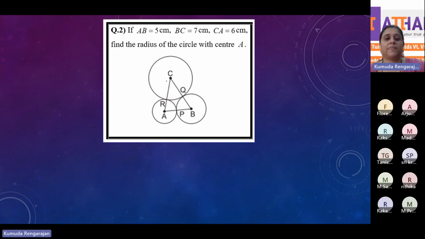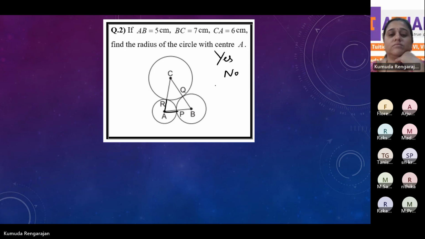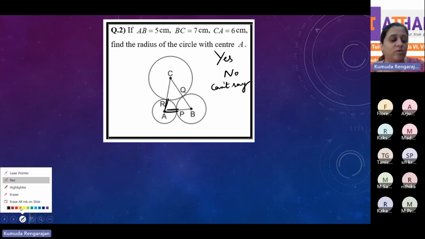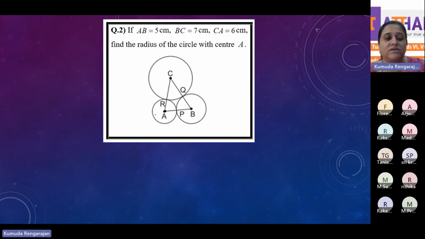Yeah. So here, now is AR equal to AP? Yes, no, or can't say? Ma'am, it's the radius of the circle, so it will be equal. Yeah. AR, no doubt, is equal to AP because A is the center of this circle. So radius AR is equal to radius AP of the same circle.